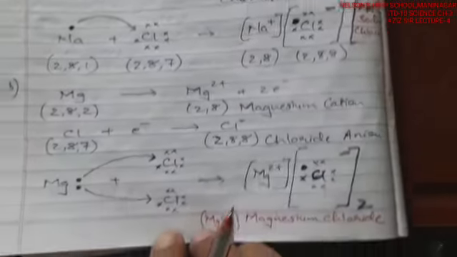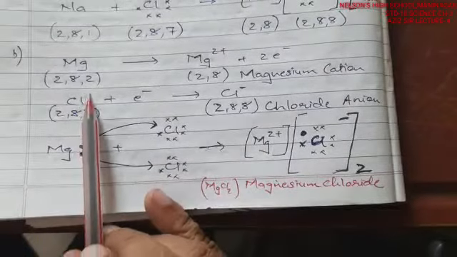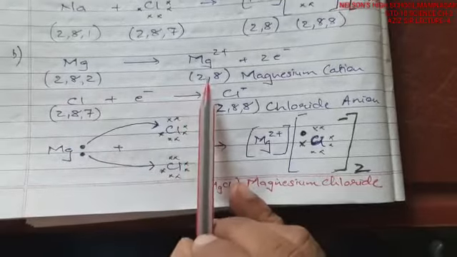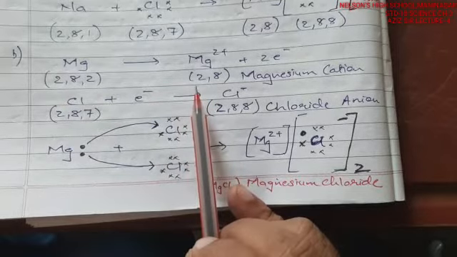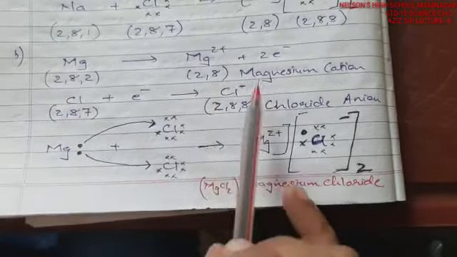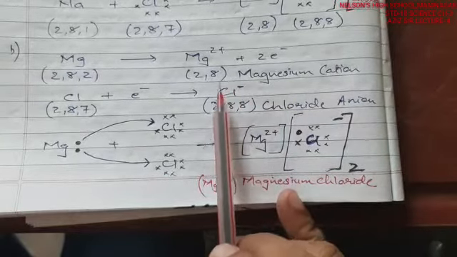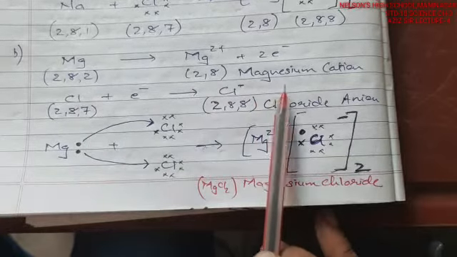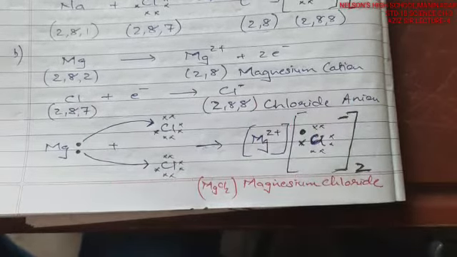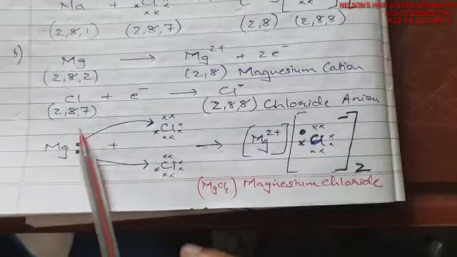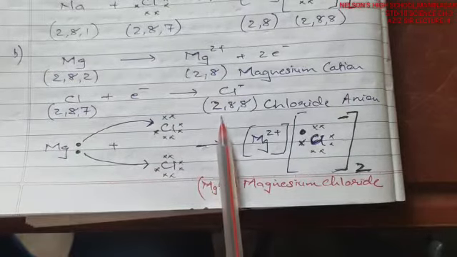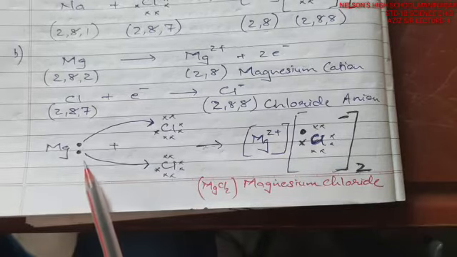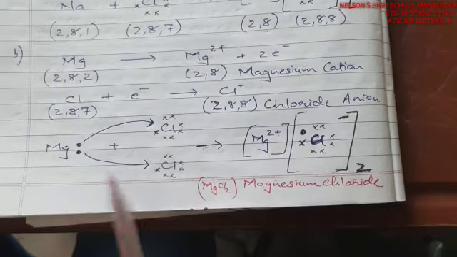Fine. The next example is magnesium, which has 2 electrons in its outermost shell, that is 2, 8 and 2. So magnesium turns to Mg 2 plus and loses 2 electrons. It forms 2, 8 by losing 2 electrons, turns to a magnesium ion, that is a magnesium cation. In the same case, chlorine behaves in the same manner by taking 1 electron, turns to 2, 8, 8 as a chloride ion. So you are able to see 2 electrons of magnesium donated towards chlorine.